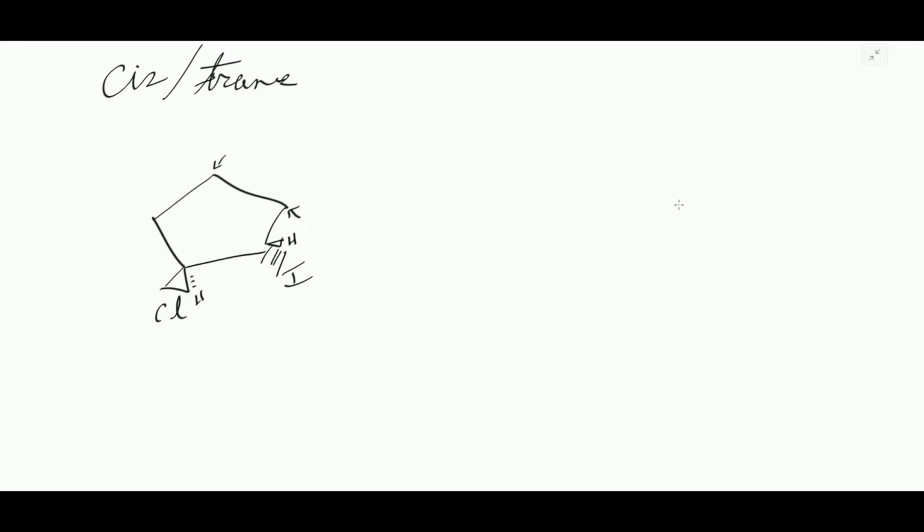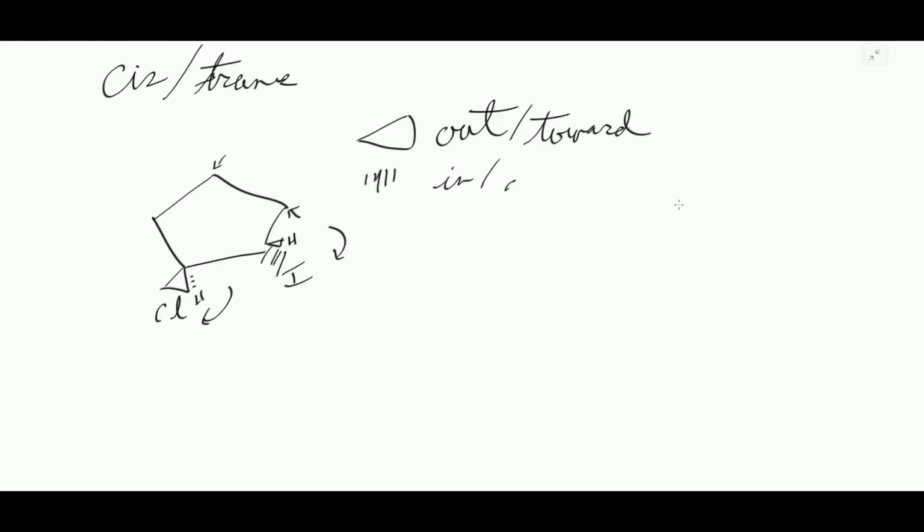So when you attach something to a ring, it can be coming out of the plane of the ring toward you, or it can be going back behind the plane of the ring away from you. Remember, that's what these bonds represent. So triangle means out or toward you, and these dash lines mean in or away from you. So cis and trans tell you whether those substituents, the things attached to the ring, are on the same side of the ring, cis, or opposite sides of the ring, trans.